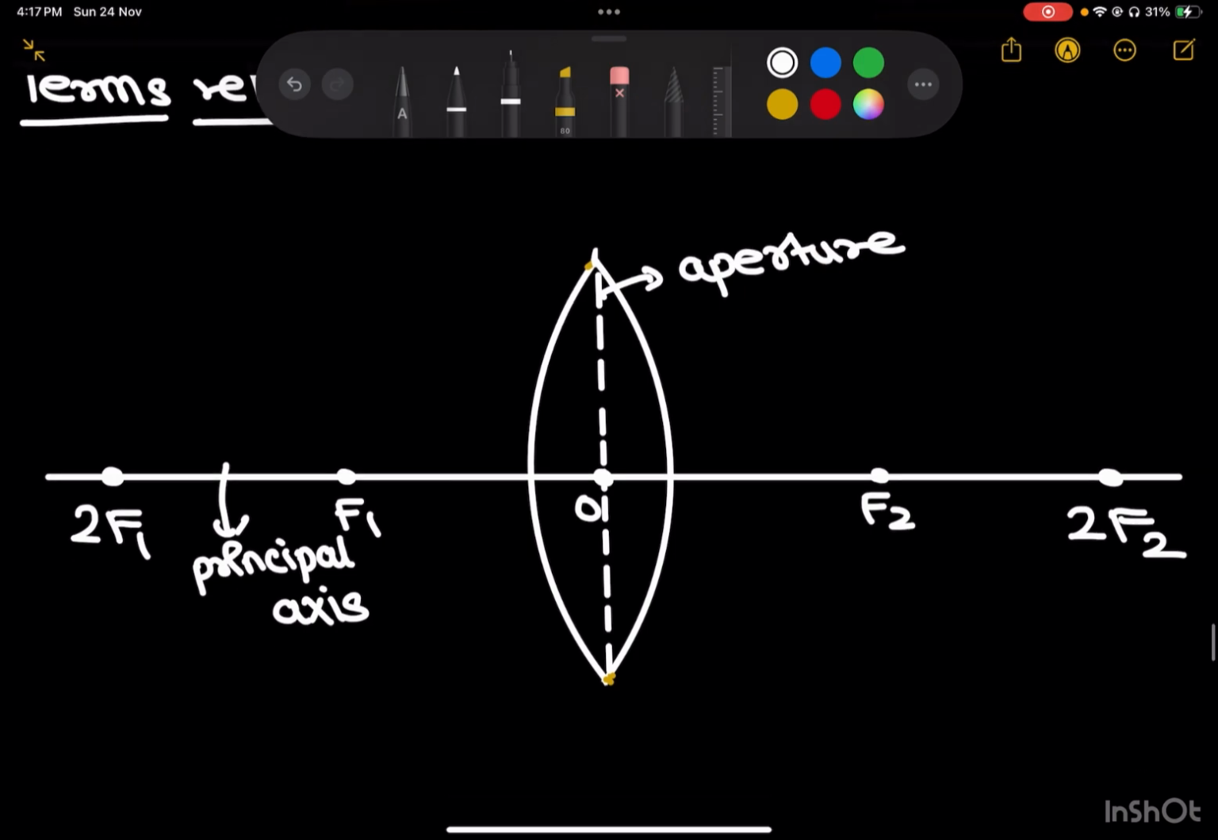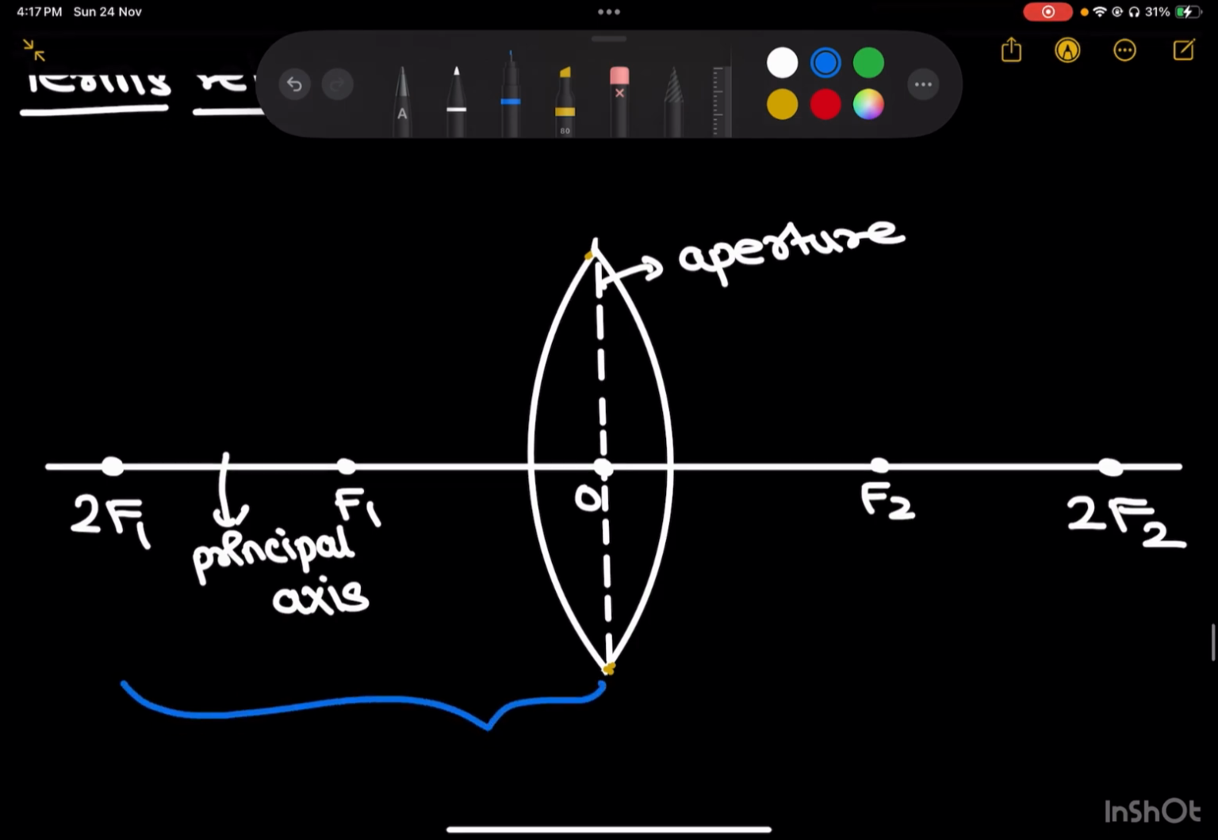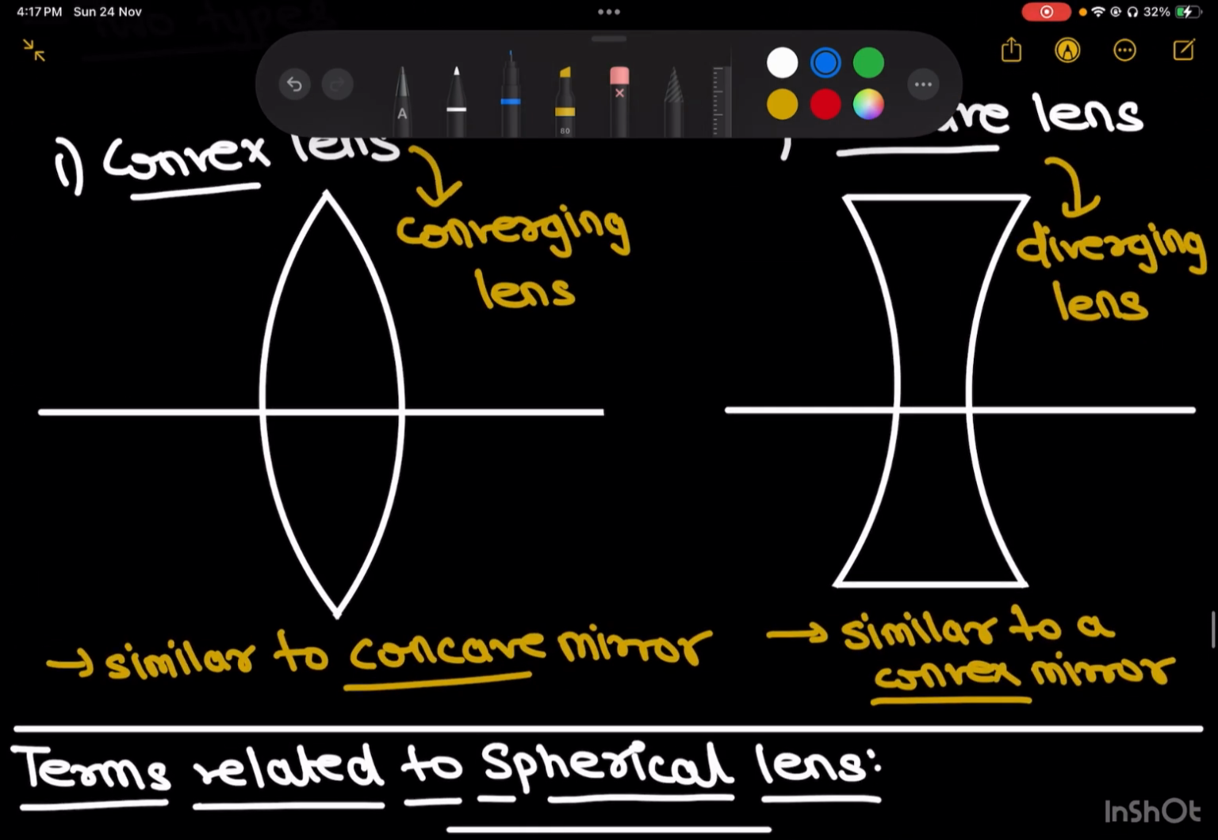Again, the same nomenclature, not much difference. Distance between optical center and center of curvature is radius of curvature. And distance between optical center and focus is focal length, F. Okay, easy. Now focus. The definition for focus for convex lens. Convex lens is a converging lens. So when several rays of light parallel to the principal axis fall on a convex lens, these rays, after refraction, converge at a point on the principal axis. And that point is known as the focus of converging lens or of convex lens.